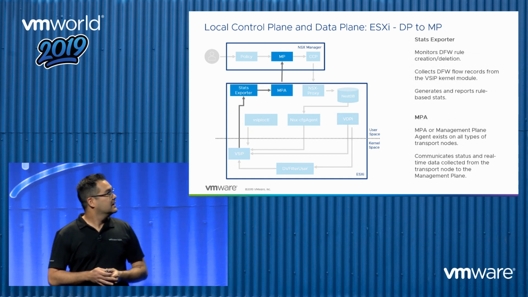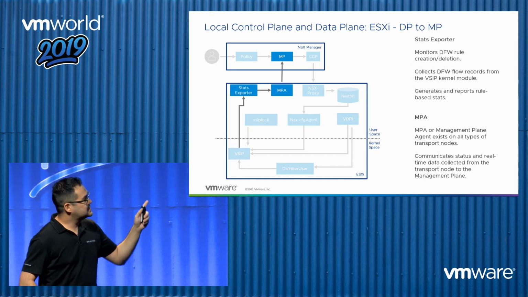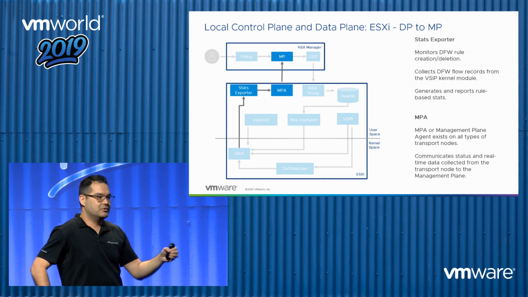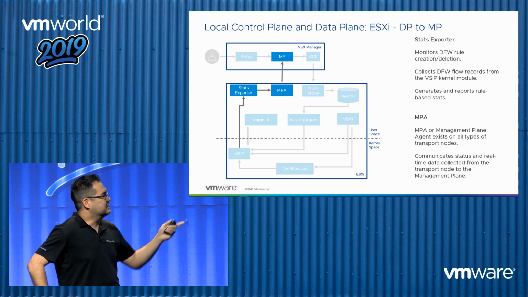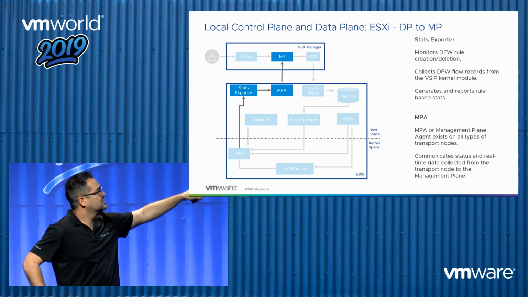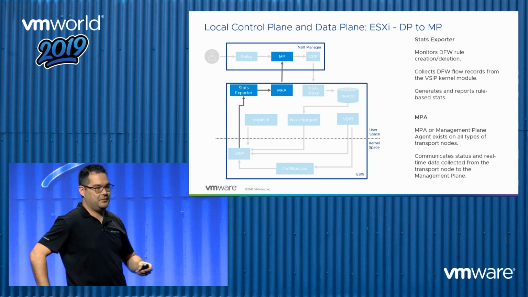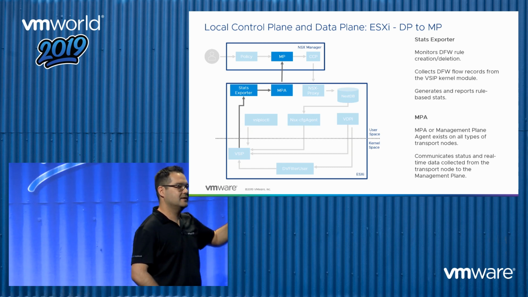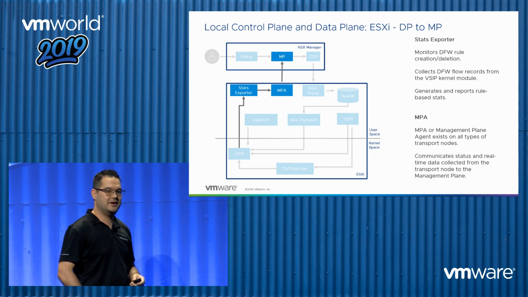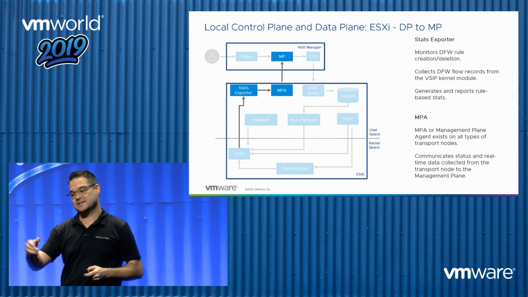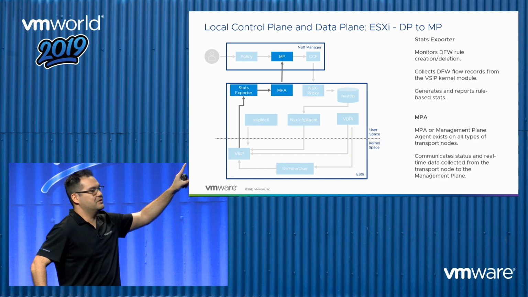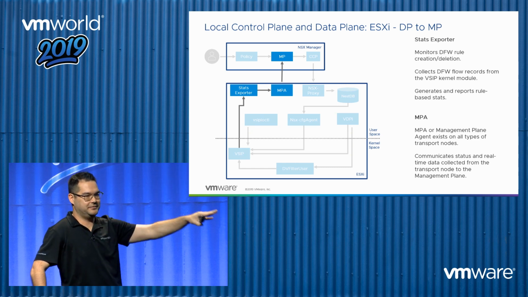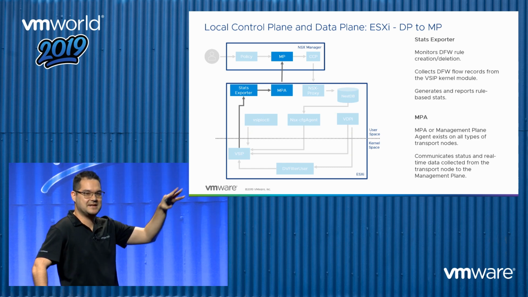The stats exporter up the top there is used to get rule counts, rule hits, latency information, statistical information out of the kernel modules. So it takes that information from the vSIP module, passes it to our MPA, and we know from earlier the MPA will then send that data back to the management plane, and that's where in the UI you'll see things on the individual rules, how many hit counts you've had on a rule. So it knows about that information across the whole of your environment because each of the transport nodes is sending that information back.